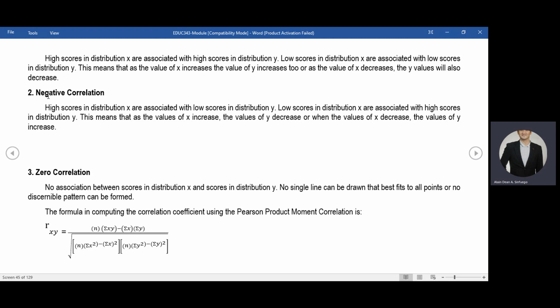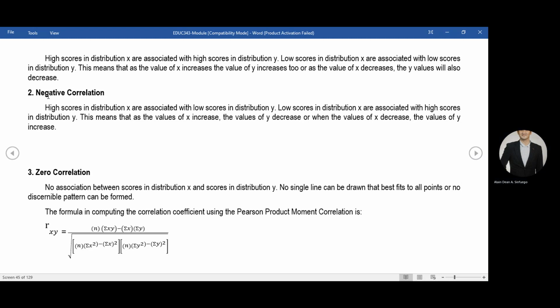Negative correlation. Contrary to positive correlation, if X increases, Y decreases. As X decreases, Y increases. Okay, zero correlation: no association between scores in distribution X and scores in distribution Y. No single line can be drawn that best fits all points, or no discernible pattern can be formed.